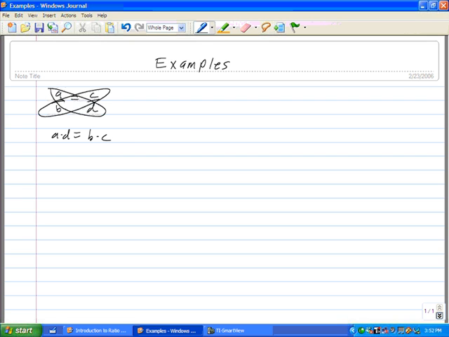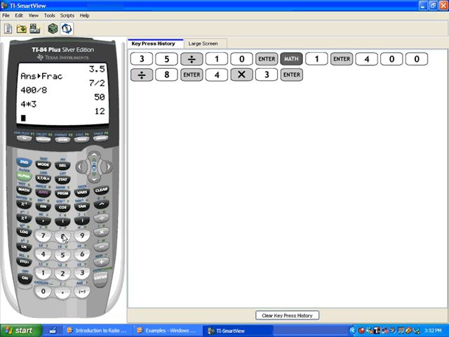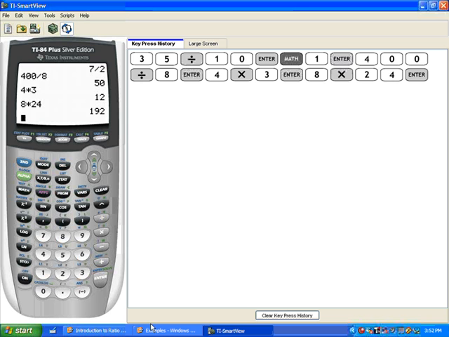Let's put some numbers with this and see how this works. Let's say we had an x over 8 proportional to 24 over 48. Our first cross multiplication should be the one that catches the variable, and we're going to have 48x equaling, and over here we're going to have 8 times 24. That turns out to be 192.